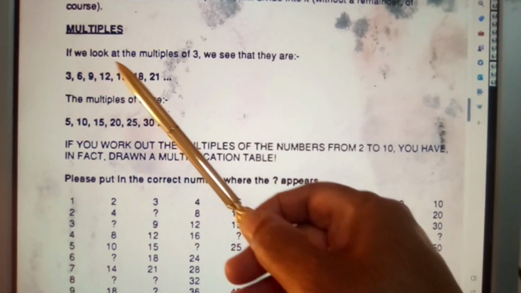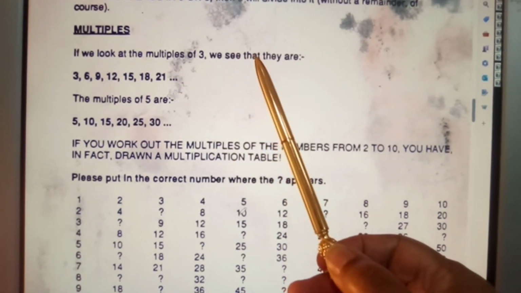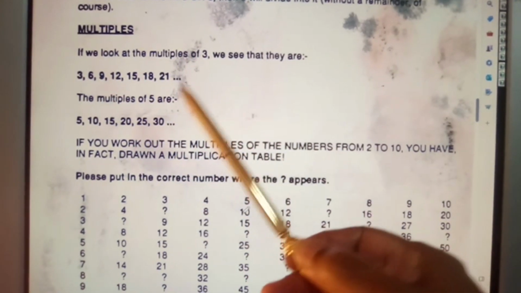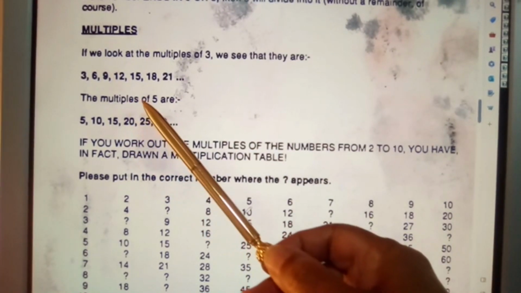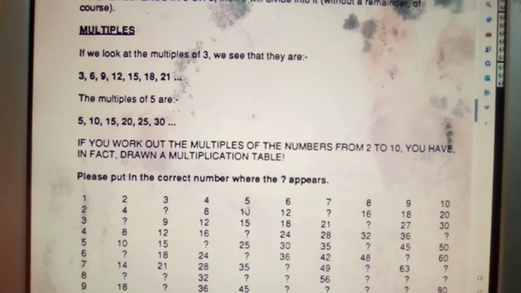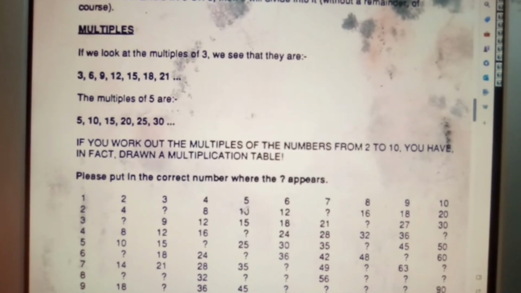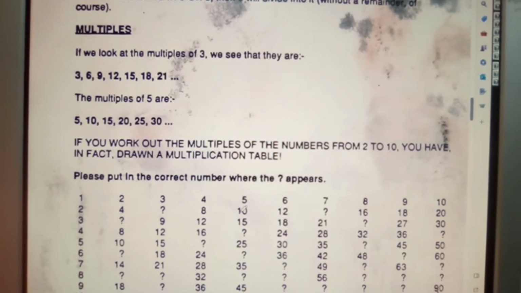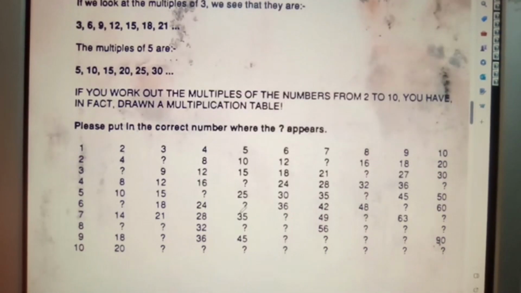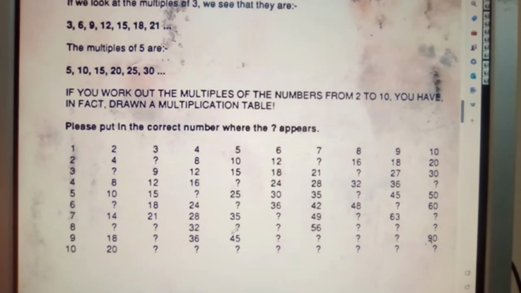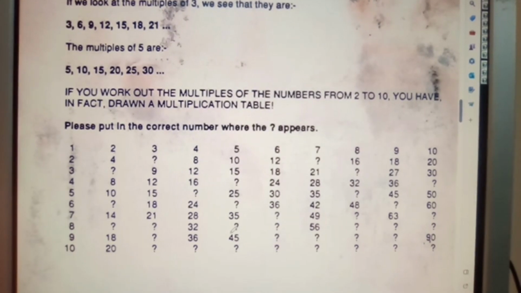If we look at the multiples of 3, we see that they are 3, 6, 9, 12, etc. Infinite. The multiples of 5 are 5, 10, etc. Infinite. If you work out the multiples of numbers from 2 to 10, you have in fact drawn a multiplication table. Okay. Please put in the correct numbers where the question mark appears.